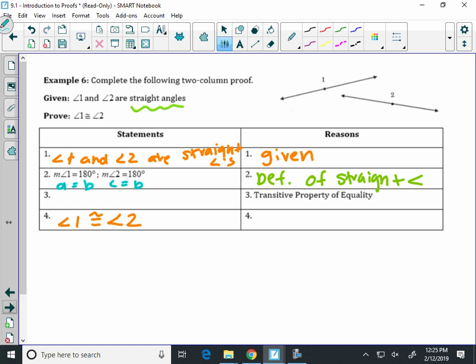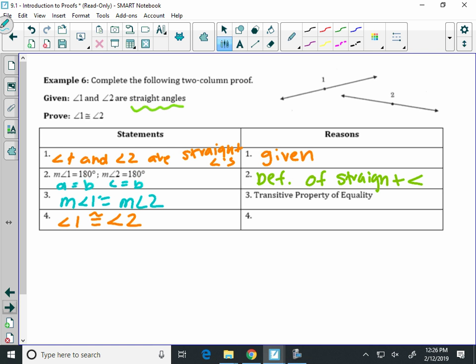B equals C. So then what do we know about A and C? They also have to be the same. They also have to equal each other. So if angle 1 is equal to 180 and angle 2 is equal to 180, then what do we know about angle 1 and angle 2? They're the same. They're also going to equal each other, using that transitive property. They both equal 180 degrees, so they both must equal each other.